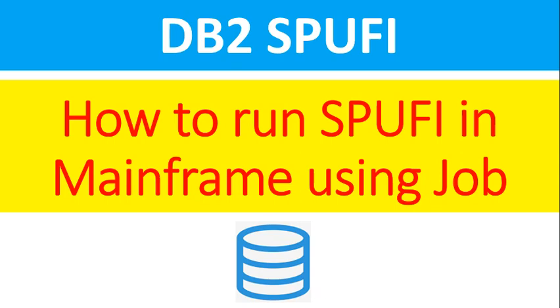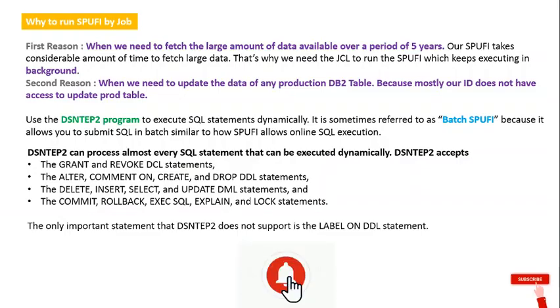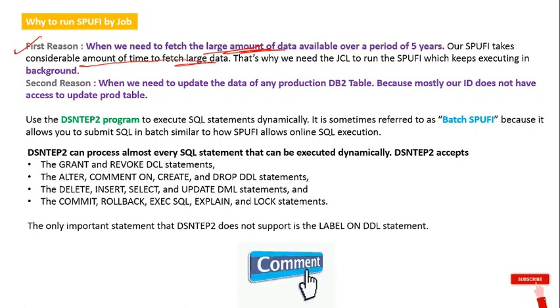Today, I am going to discuss how we can run SPUFI in mainframe using a job. Why do we need to run SPUFI by job? First reason is when we need to fetch a large amount of data available over a number of years. SPUFI takes a considerable amount of time to fetch the large data. That's why we need JCL to run the SPUFI, which keeps executing in the background.